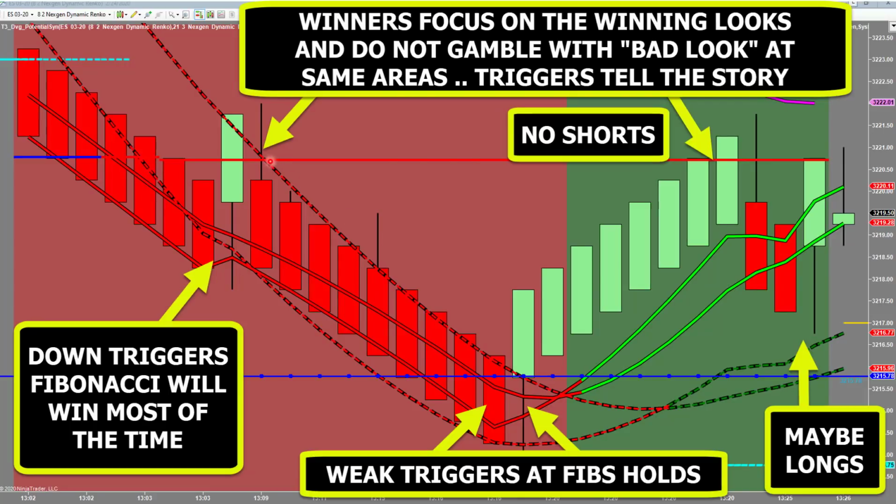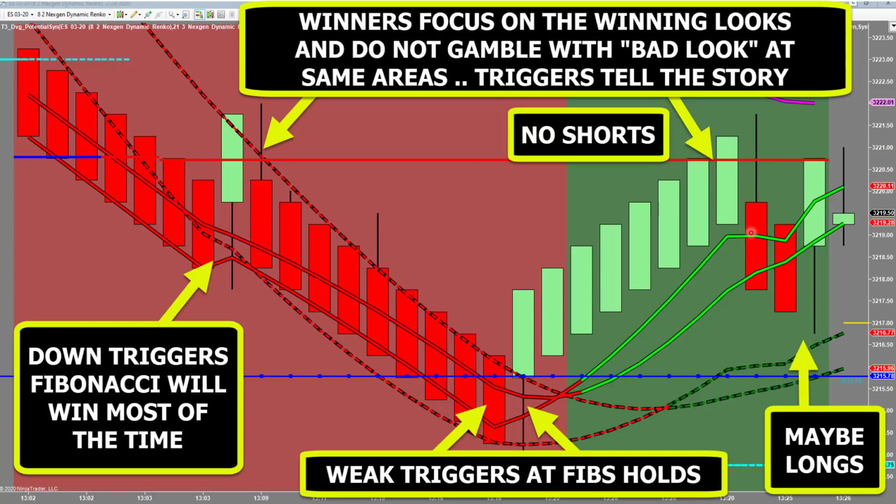Same thing is true here. Look at the lesson. Triggers are going down, so you pay attention to the resistance. And again, this is a lesson that I like to use a lot in class because look, this Fibonacci resistance right here is the same as the Fibonacci resistance over here. The difference is, the winners are focusing on winning looks with the triggers going down at resistance. Gamblers try to sell resistance when the triggers are going up.